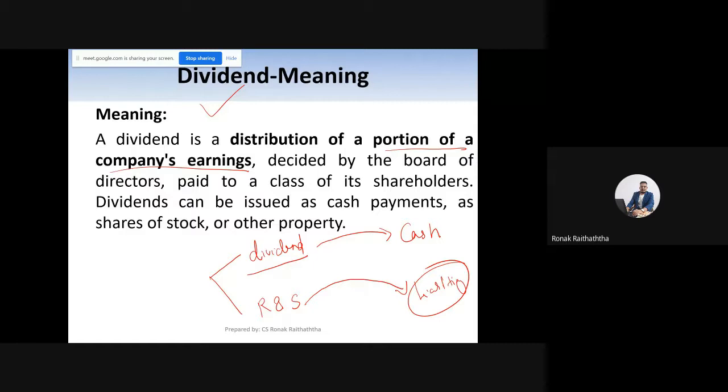Now, in one of the placement drives, one question was asked to a student who was appearing for the interview. He asked a very fundamental question: why are reserves and surpluses shown on the liability side of financial statements? Can someone tell me the answer? That was asked in one placement drive of, I guess, TCS, if I'm not wrong. Why are reserves and surpluses shown on the liability side of financial statements?